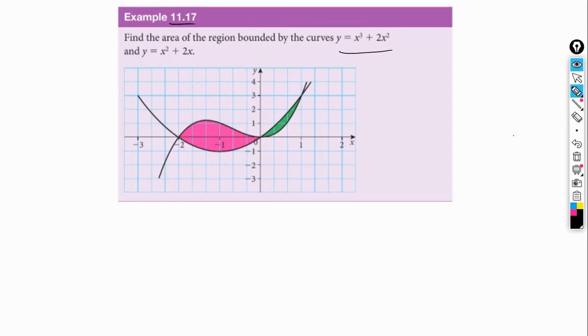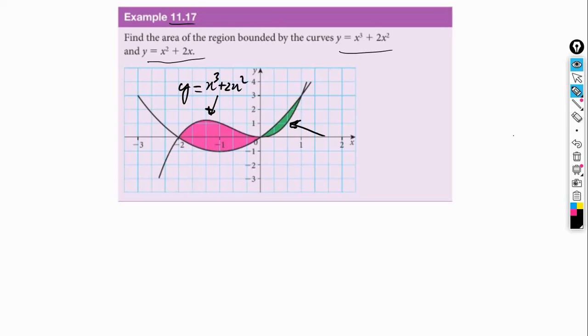So next we have example 11.17, and it says find the area of the region bounded by the curves y equals x cubed plus 2x squared and y equals x squared plus 2x. So notice that they did us a little favor here by putting this area in a sort of reddish color and this one in green, which is an indication that there has to be a different procedure for each area. Now, why is that? Well, because we said before that we have to do the integration of the top curve minus the bottom curve. So notice that here in this part, this top curve is y equals x cubed plus 2x squared.